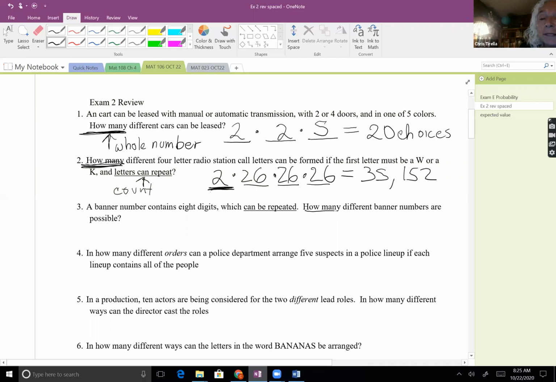Next one's not that different, except instead of letters, we're looking at numbers. We need 8: 1, 2, 3, 4, 5, 6, 7, 8. Now, when you look at your Banner Web number, 0 is okay, right? It could even start with a 0. So 0 through 9 tells me I have 10 choices for each.